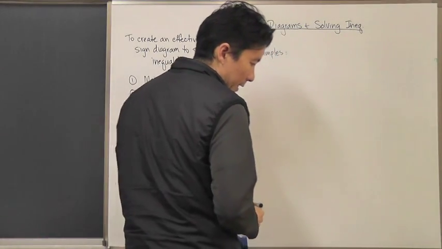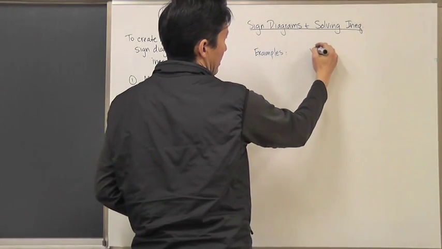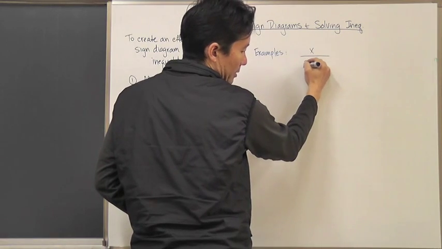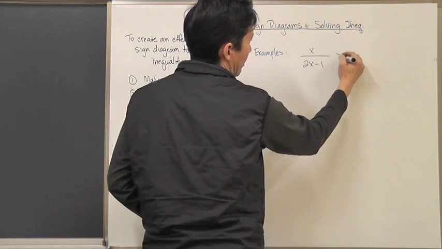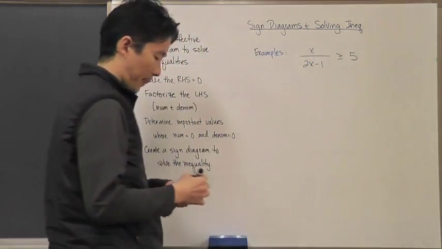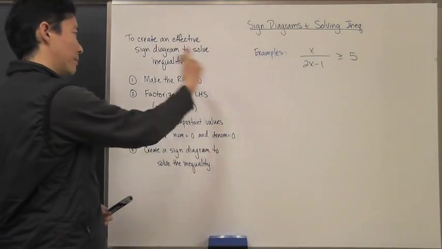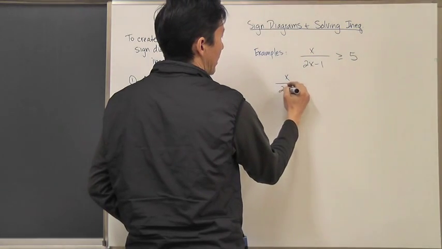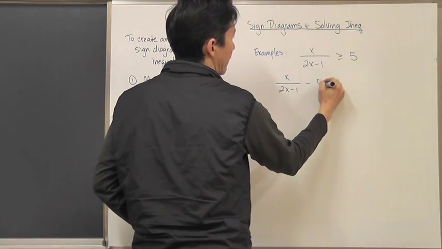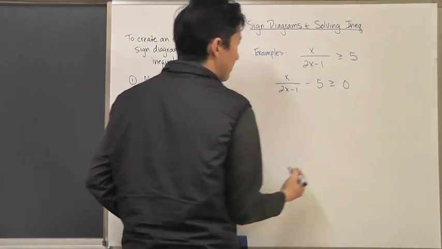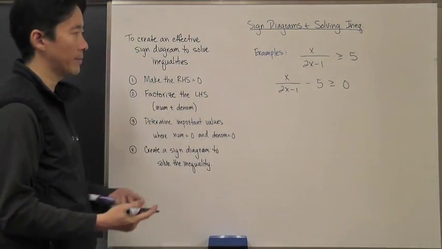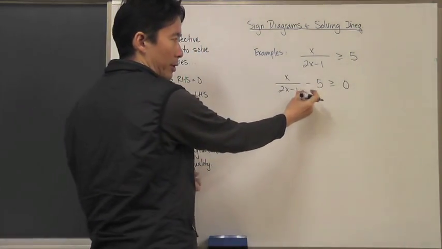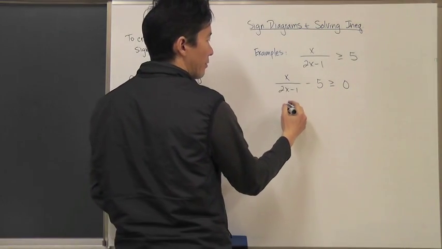Works out. Let's go ahead and take a look at x divided by 2x minus 1 greater than or equal to 5. Okay, step 1, move it to the right hand side. So we got x divided by 2x minus 1 minus 5 greater than or equal to 0. Now we want to factorize, but before we do that, we should put this together into one simple fraction.